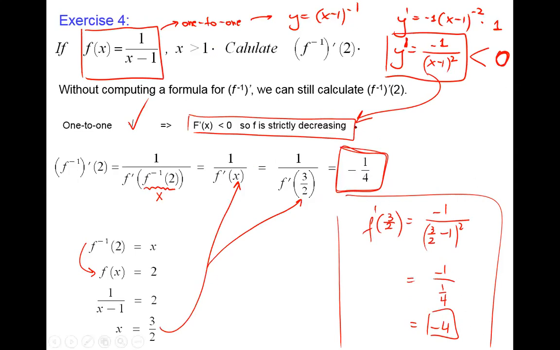Okay, that means you can see what we did. We got the value of the derivative of the inverse at the point 2 without having the inverse. That's the thing. Let's solve one more question like that.